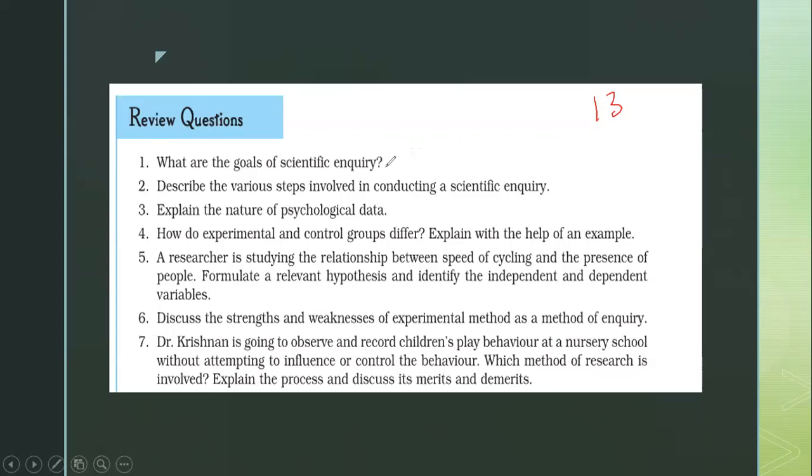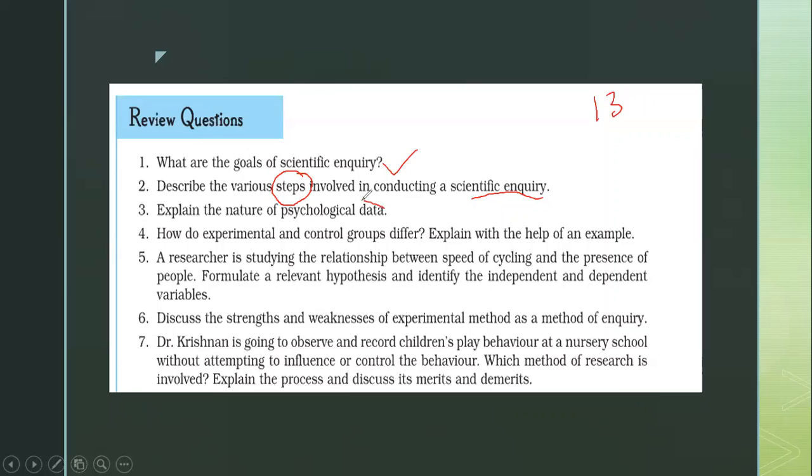Goals, I just now recalled all these goals of scientific inquiry, like collecting, analyzing, and application of knowledge, revision. All these methods can come under goals. And what are the various steps? Steps are also similar to the goals. There are 5 steps involved in scientific inquiry. Just go and complete this question.